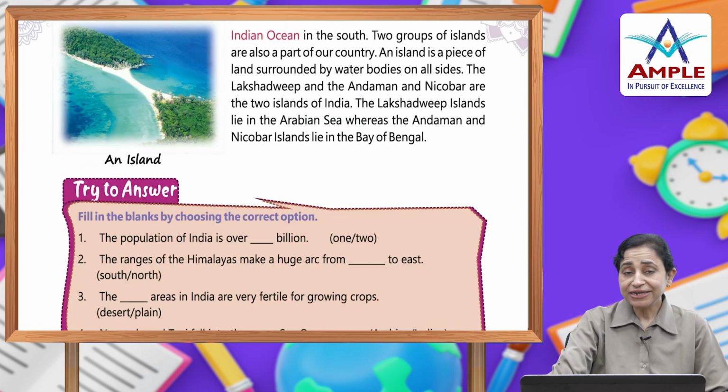Two groups of islands are also a part of our country. An island is a piece of land surrounded by water bodies on all sides. The Lakshadweep and the Andaman and Nicobar are two islands of India. The Lakshadweep Islands lie in the Arabian Sea, whereas the Andaman and Nicobar Islands lie in the Bay of Bengal.